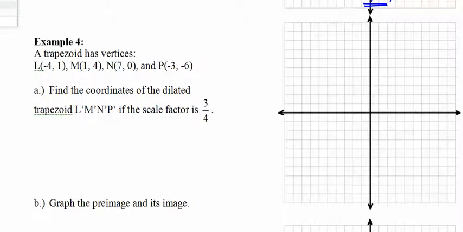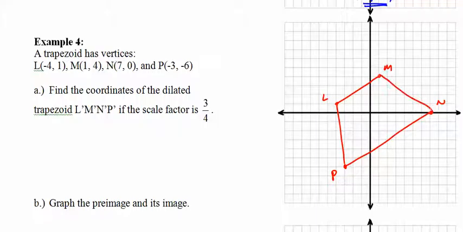So we're going to dilate an image here. Negative 4, 1. It's L. 1, 4. Nearly did it wrong again. 7, 0. And negative 3. Negative 6. That's P. Find the coordinates of the dilated trapezoid.